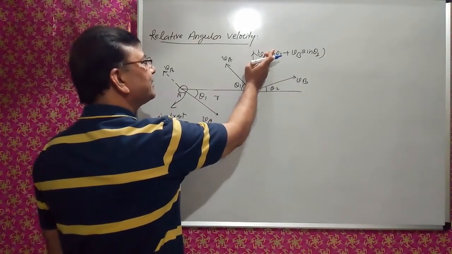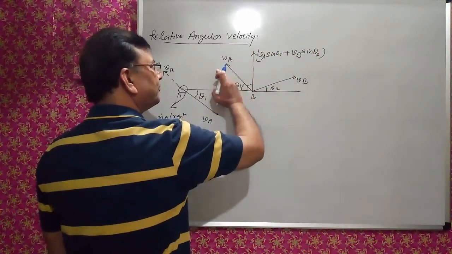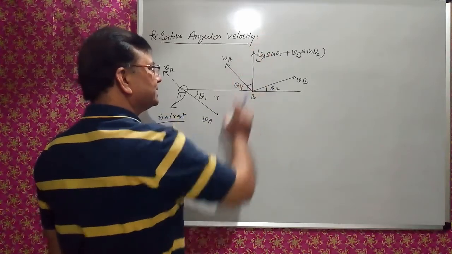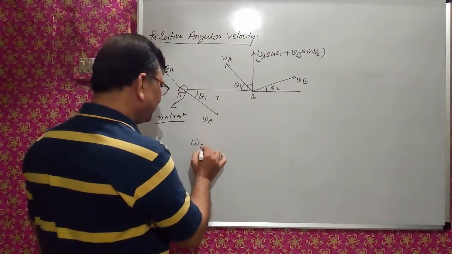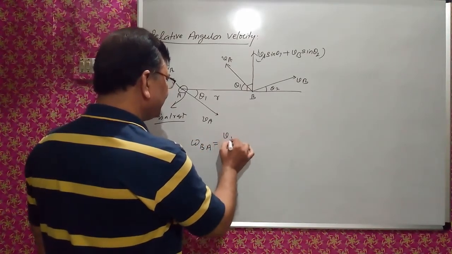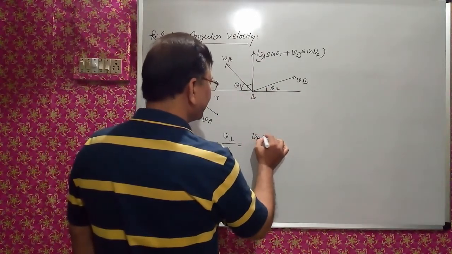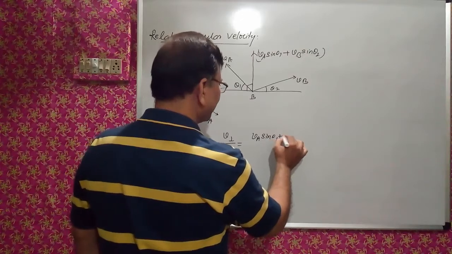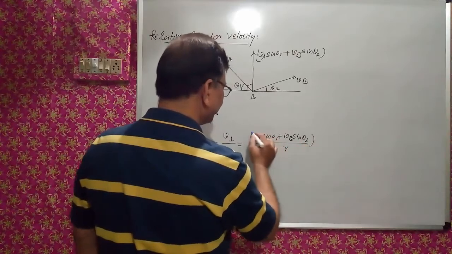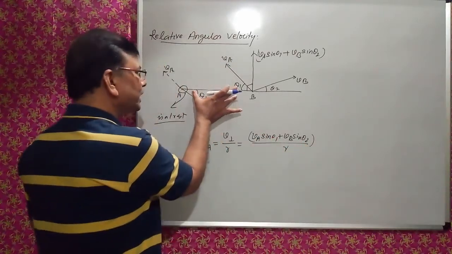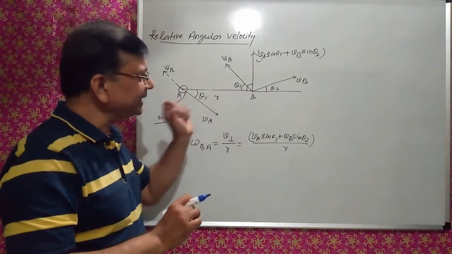So VB sine theta 2 and VA sine theta 1. The total velocity is this. So this velocity will decide the angular velocity, that is omega B with respect to A, which is V perpendicular by R. So V perpendicular is this. So VA sine theta 1 plus VB sine theta 2 by R. This R is also the relative displacement, meaning we are taking it instantaneously.